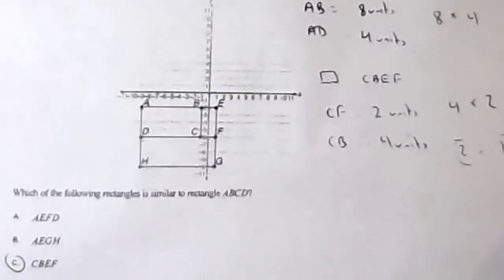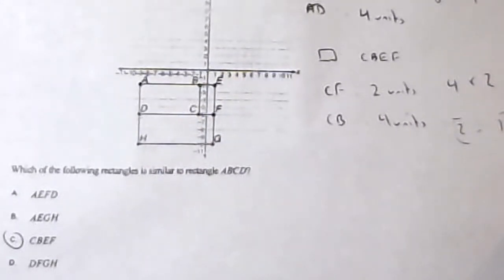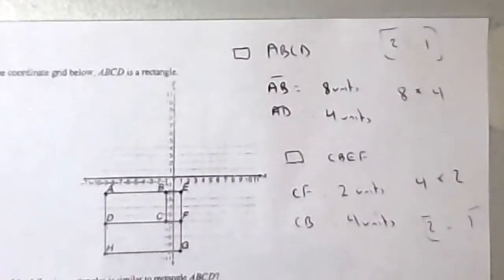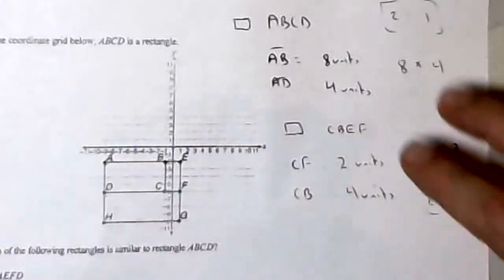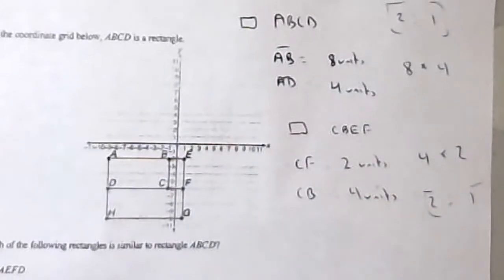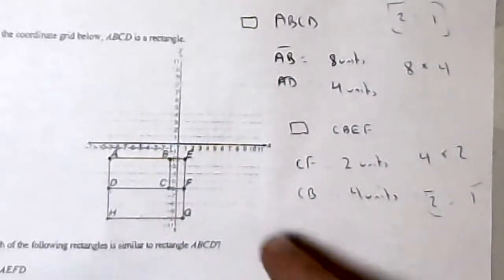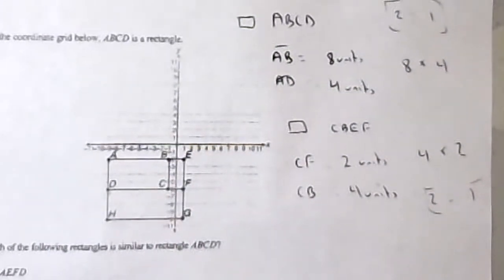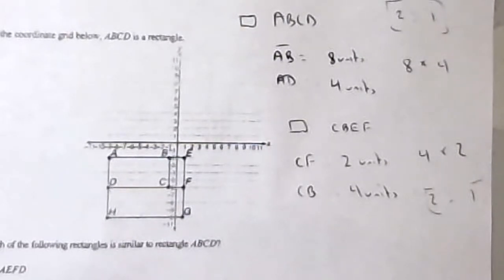This, honestly, you kind of eyeball it and see which looks similar, or you can solve for the ratio of the sides, and when you find the lengths, the correct answer will have the proper ratio of the sides.